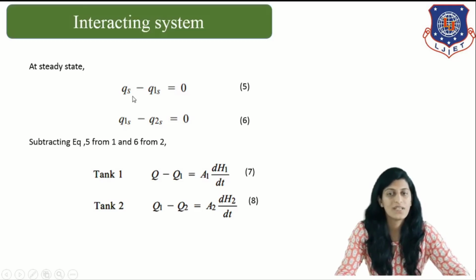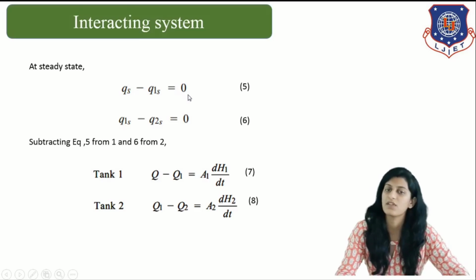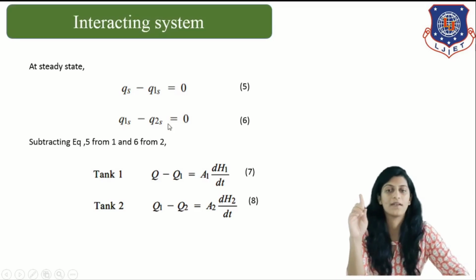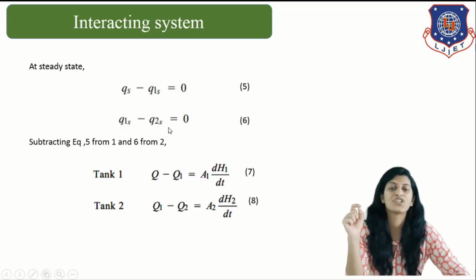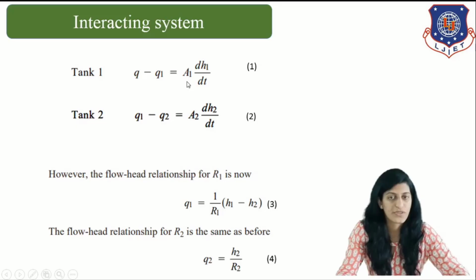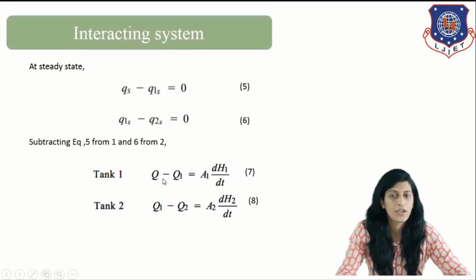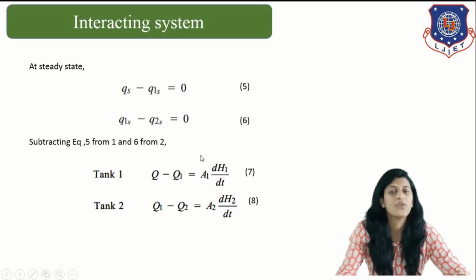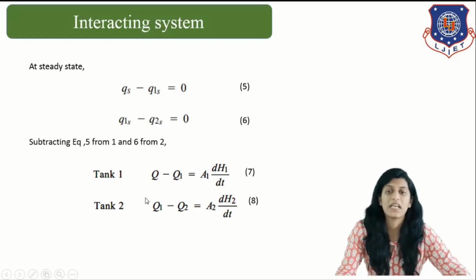So, it will be Qs minus Q1s equals 0 for step number 1. Step number 2 can be written as Q1s minus Q2s equals 0, right. So, once we subtract equation 5, as you can see from equation number 1, and equation 6 from equation number 2, you will get this equation when you subtract it and introduce deviation variable.